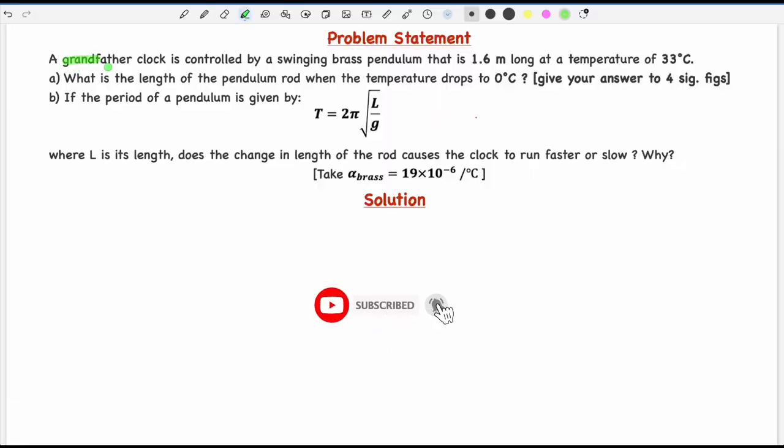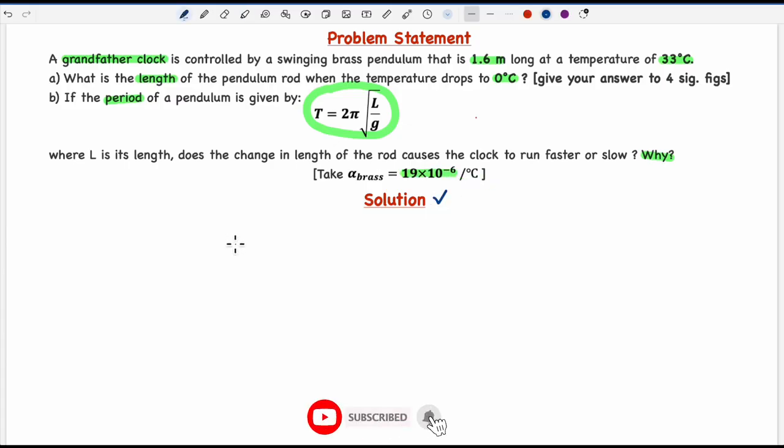A grandfather clock is controlled by swinging a brass pendulum that is 1.6 meters long at a temperature of 33 degrees Celsius. What is the length of the pendulum? So we are looking for the length when the temperature drops to 0 degrees Celsius. Again, if the period of the pendulum is given by this equation, where L is its length, thus the change in length of the rod causes the clock to run faster or slow. And why is this happening? We are to take the linear coefficient of expansion for brass to be 19 times 10 to the power minus 6 per degree Celsius. Now let's look at the solution.